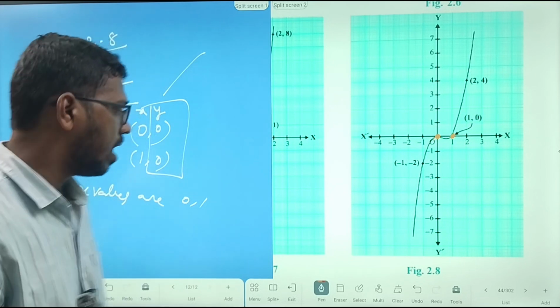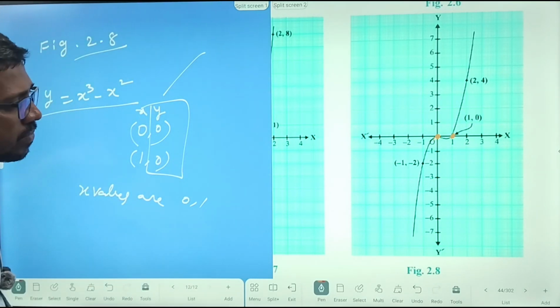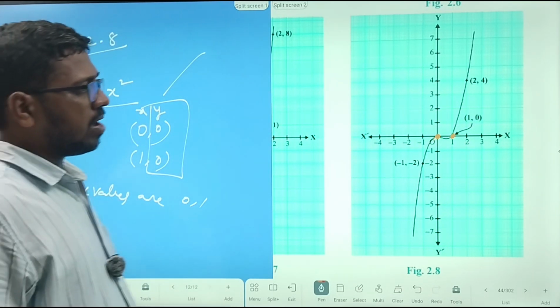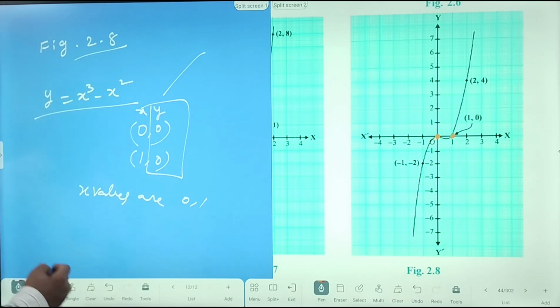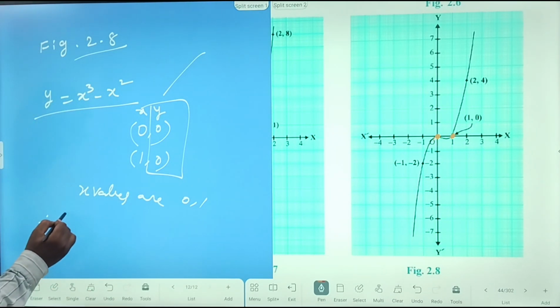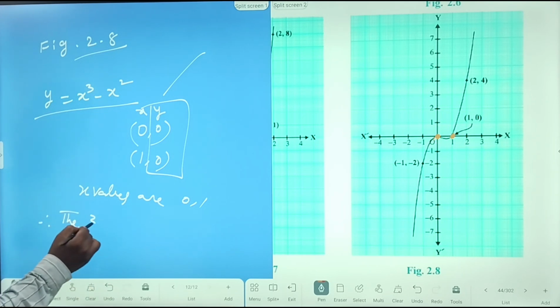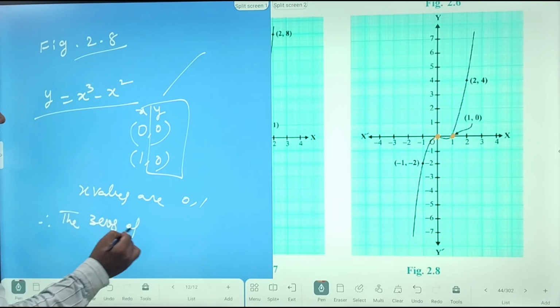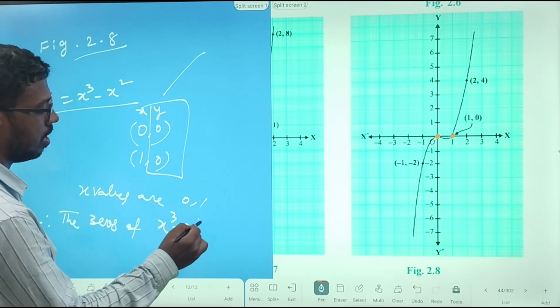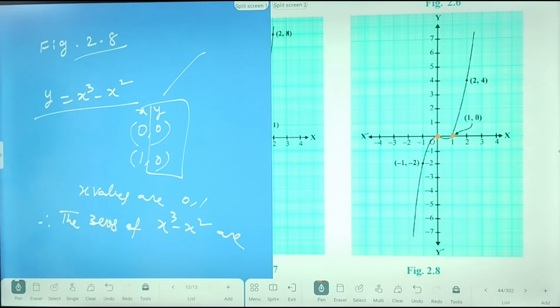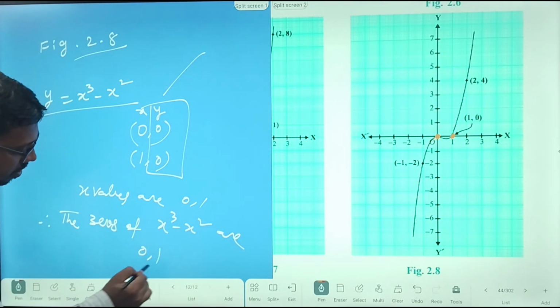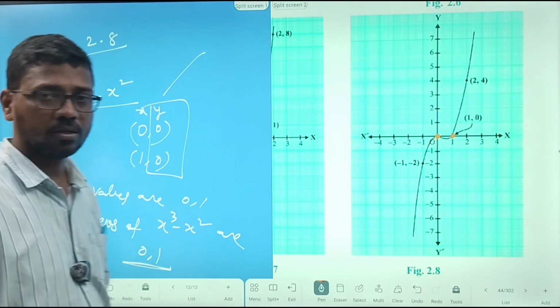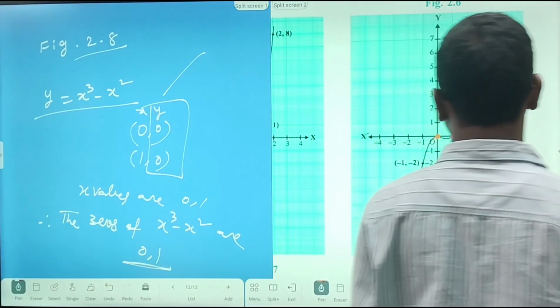Those are the zeros of the given polynomial. Therefore, the zeros of x cube minus x square are 0, 1. Okay, so we find that here through the graph.